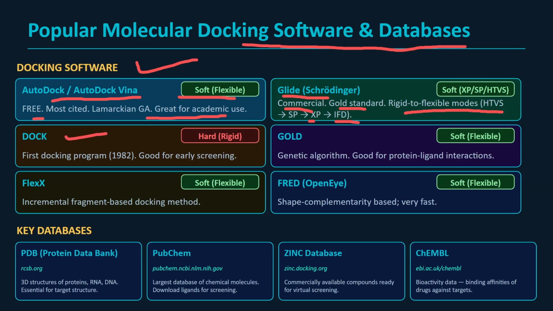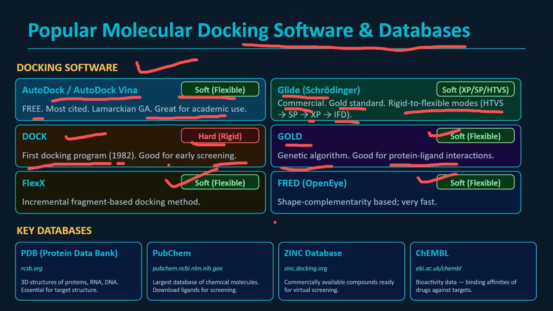Another one we have is DOCK, which is used for hard docking. This is the first docking program, developed in 1982 by Kuntz, mainly used for hard docking and rigid docking. Good for the early screening of the molecules. We have GOLD, which uses a genetic algorithm and is very good for protein-ligand interactions. This tool is also used for soft docking. Apart from that, we have FlexX for soft docking, and FRED is also for soft docking.